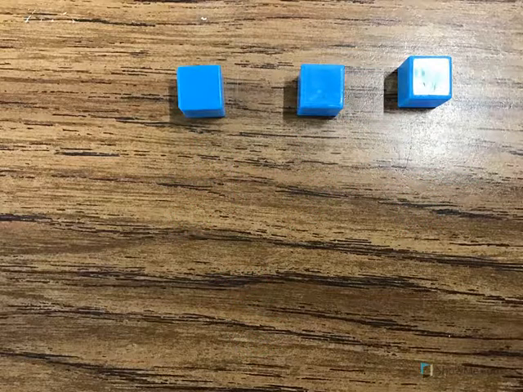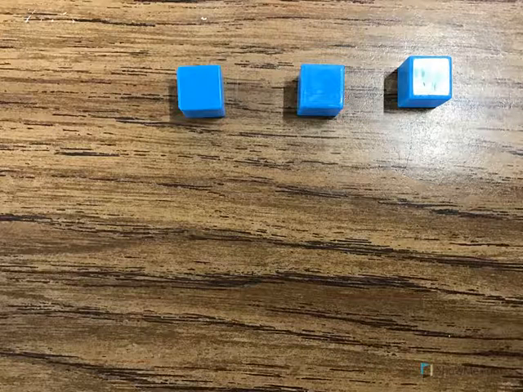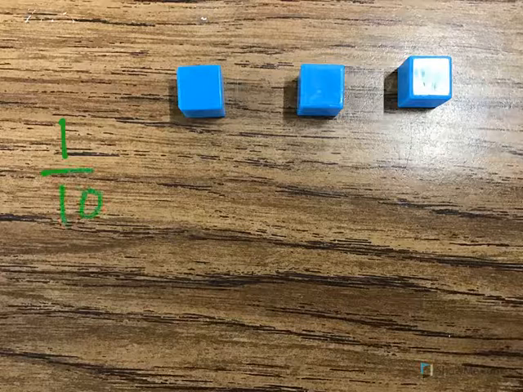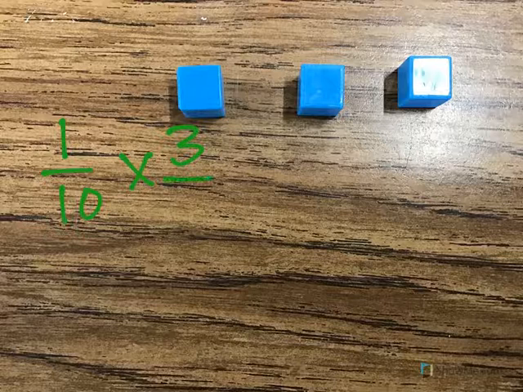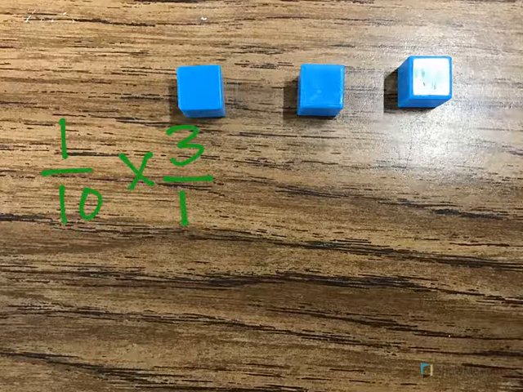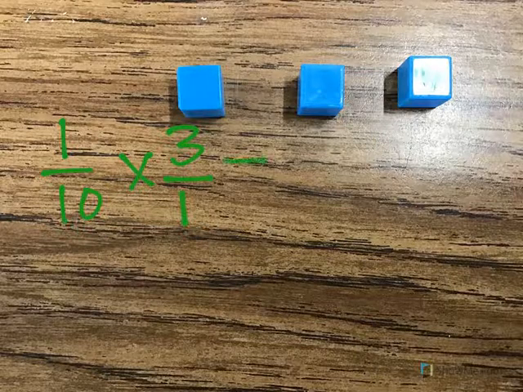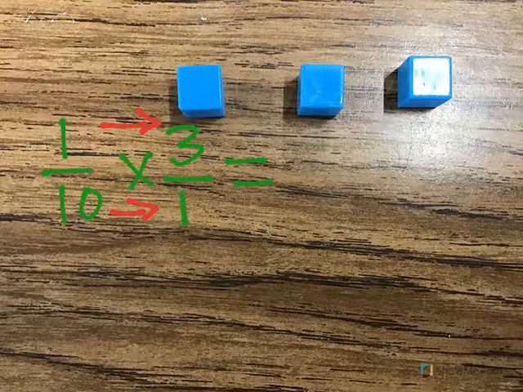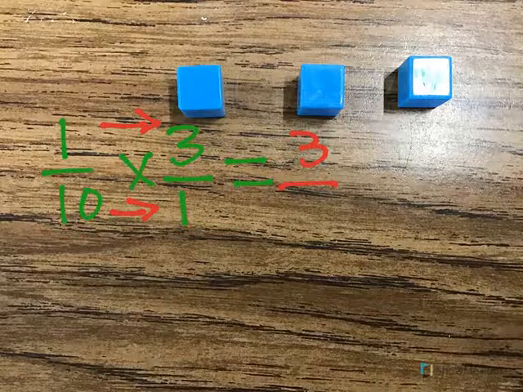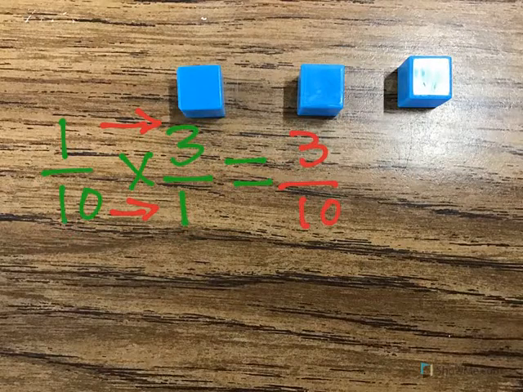I could also write this as a multiplication problem and have 1/10 times 3. 3 is a whole number. We can make it into a fraction by putting a 1 underneath and then multiply straight across. So my answer is 1 times 3 is 3, 10 times 1 is 10, and I have 3/10.